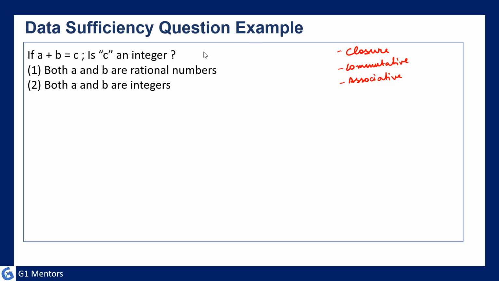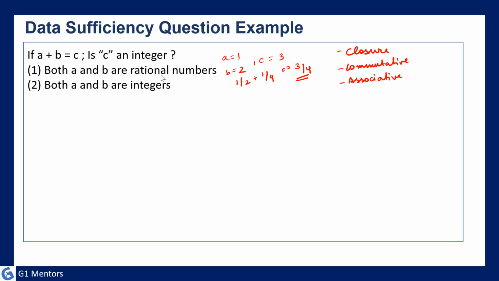It says if a plus b is equal to c, is c an integer? So this is a question of an integer. Remember, integers are closed under addition. Statement 1: both a and b are rational numbers. Let's say a is equal to 1, b is equal to 2. Both are rational, and c is equal to 3. However, if a is equal to 1 by 2 and b is equal to 1 by 4, c is equal to 3 by 4. In this case, c is not an integer.